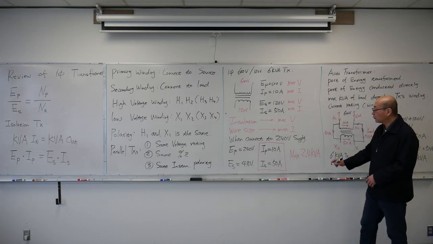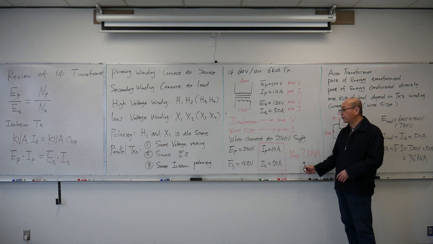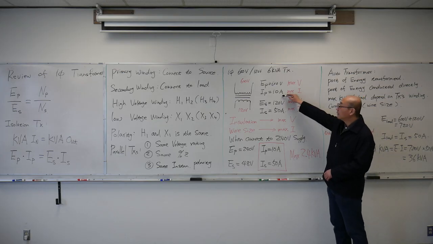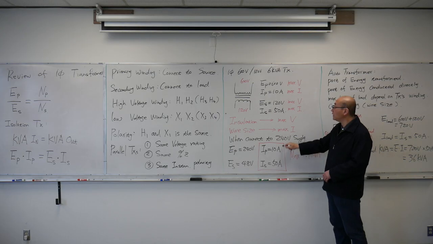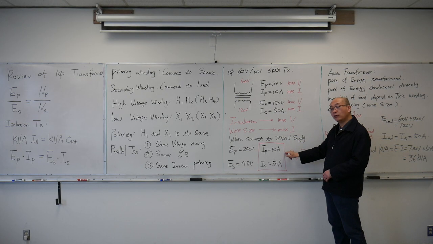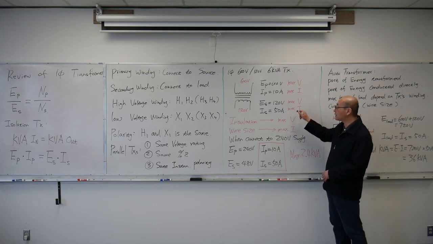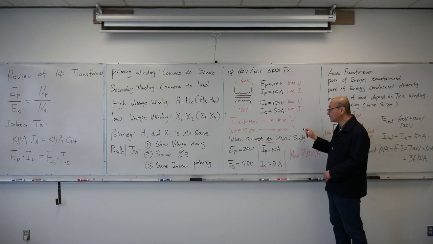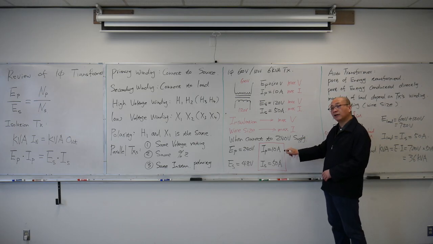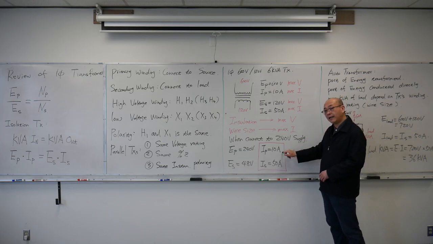However, when we use the transformer kVA to connect a load, we have to be really careful. For the high voltage winding, the maximum current will not change even when we connect a different circuit, because we use the same transformer with the same size of wire. So the primary winding will still only be able to handle 10 amps.